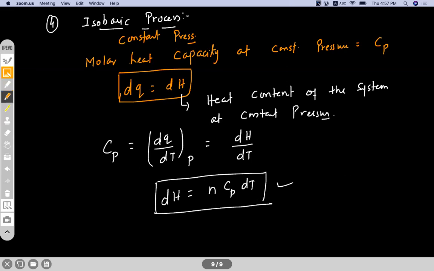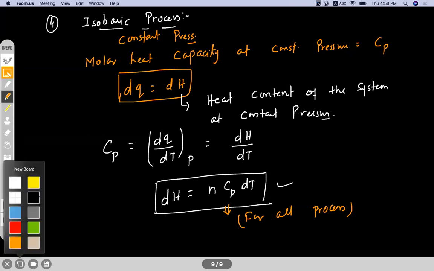Yes, this is also true for all processes. Maybe you are not understanding how it is true for all processes, because we started with the constant pressure condition, correct? From here you won't understand it, but we'll discuss this separately. We'll see what enthalpy is and how this formula comes. Then you will understand that it is valid for all processes. Okay, we'll discuss that later.